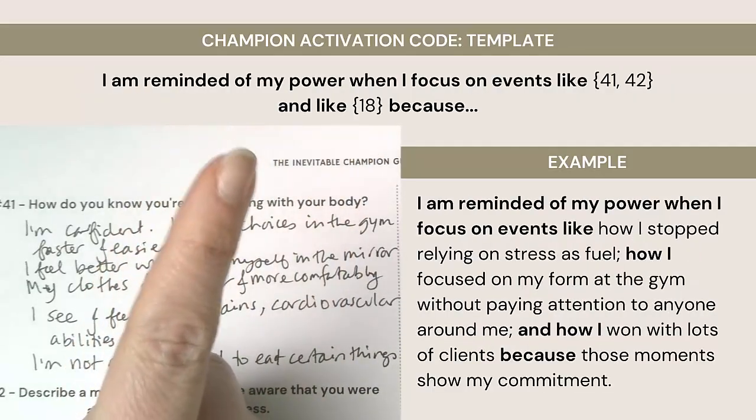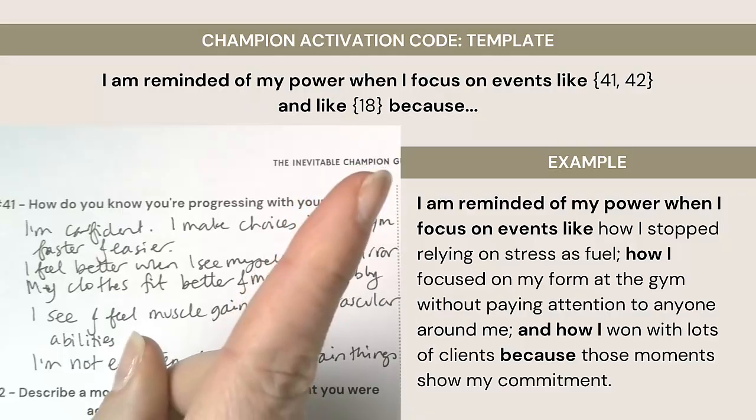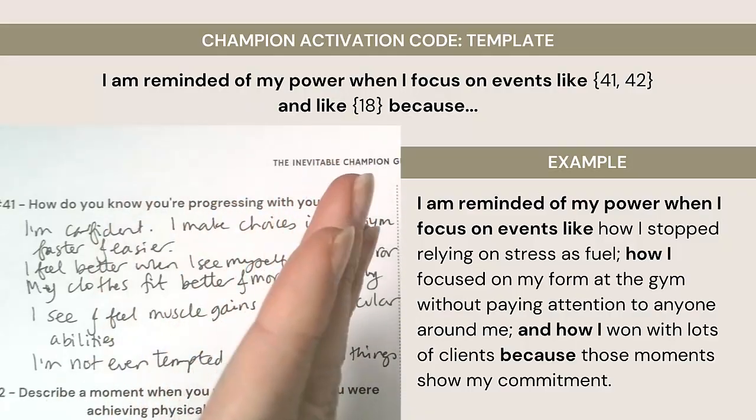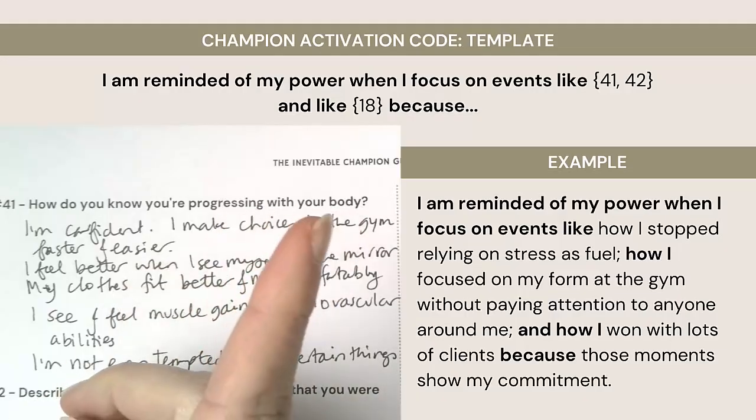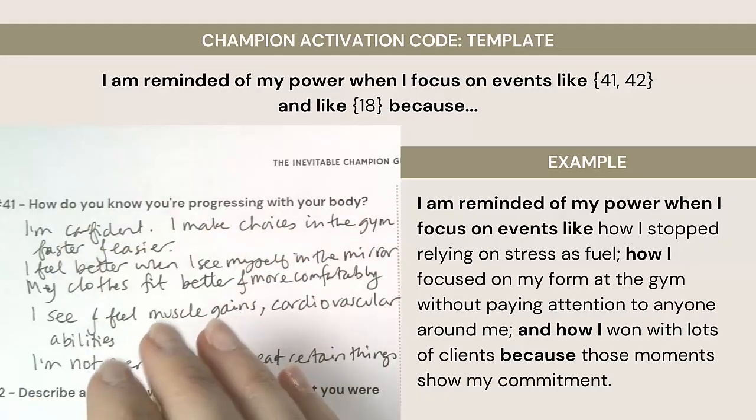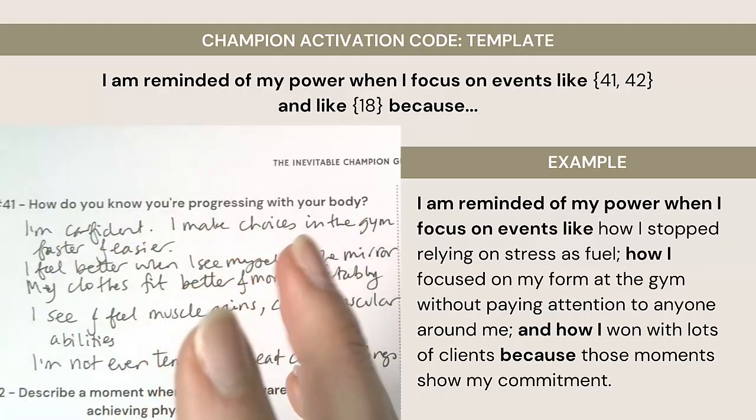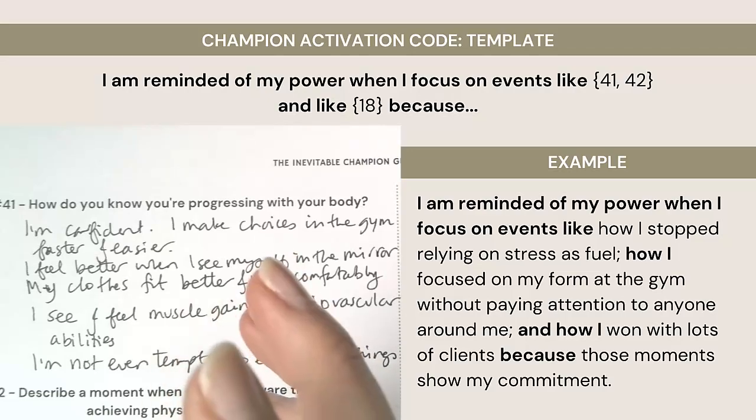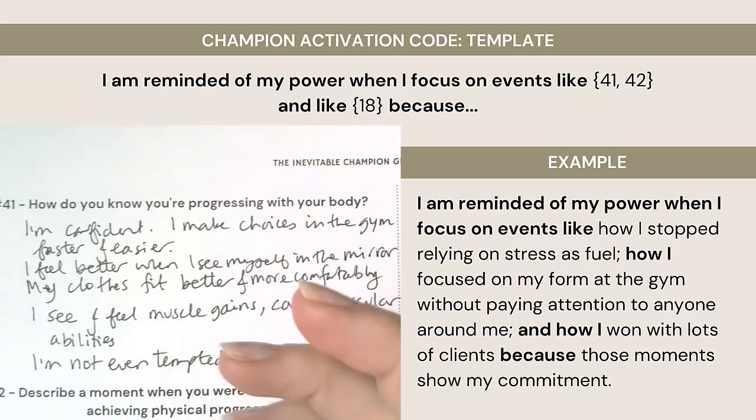Our next sentence is, I'm reminded of my power when I focus on events like what happened in 41, 42, and like what happened in 18 because... Now, in this one, you get to do a mashup of your favorite experiences, your favorite achievements, and things that made you feel the most powerful.